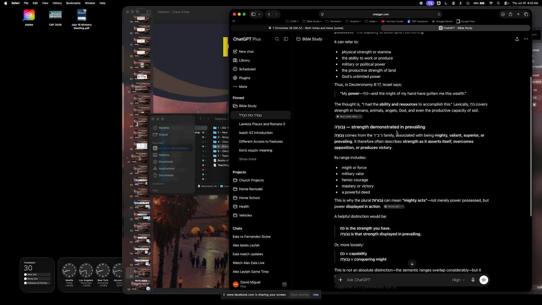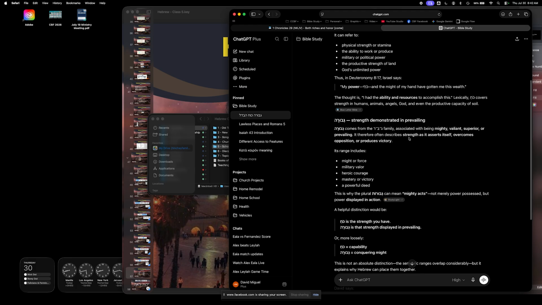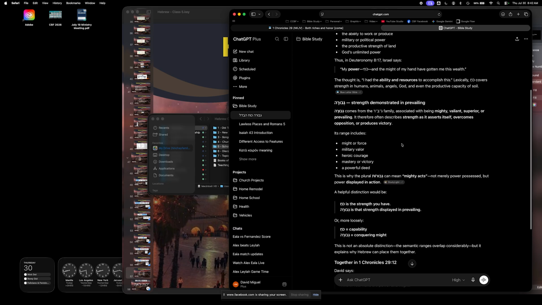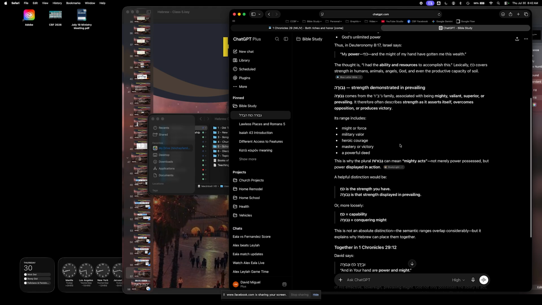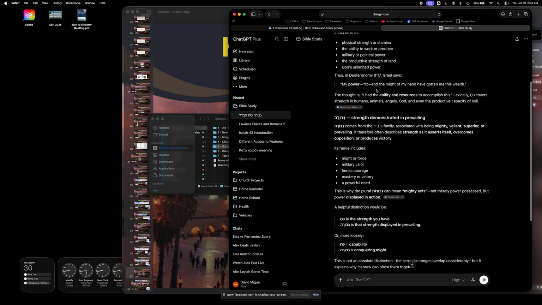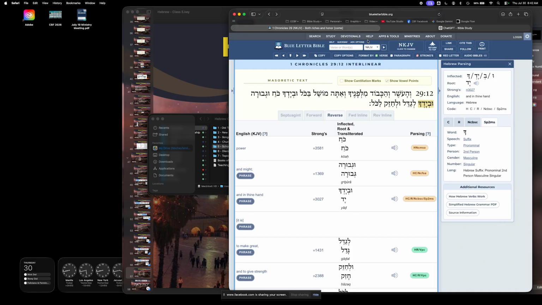Whereas the word Gebura demonstrates your victory. It means that you are superior, you are prevailing, so you are the one who is victorious. You have valor, heroic mastery, victory. You've done great things. So one is the potential, the other is the result, we might say. So both the ability to do something, Koach, and the one who's done it, Gebura, are in your hand. Do you see how it works?